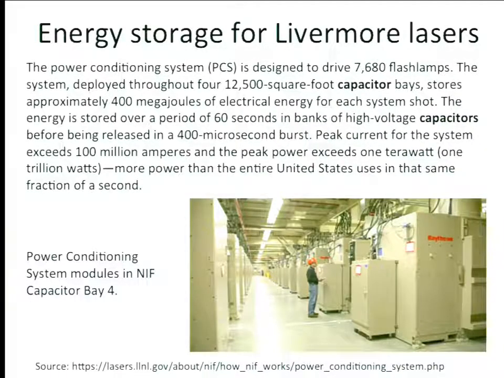And they release all that energy in 400 microseconds. So they get 100 million amperes flowing out of the capacitors. The peak power is 1 terawatt, 1 trillion watts, which is greater than all the power being used in the whole United States during that 400 microseconds. They have more power, energy per time, than the rest of the country. So you can see what they do.